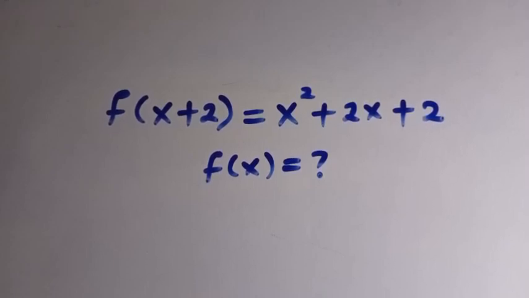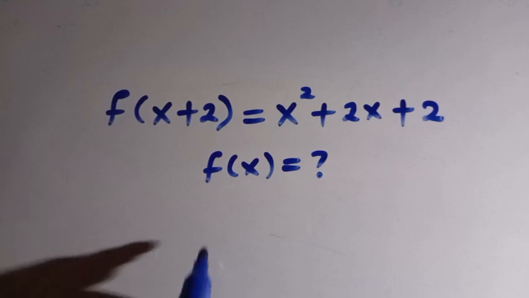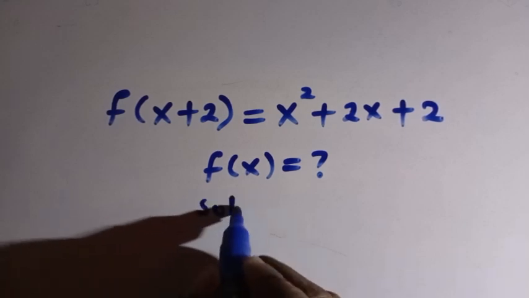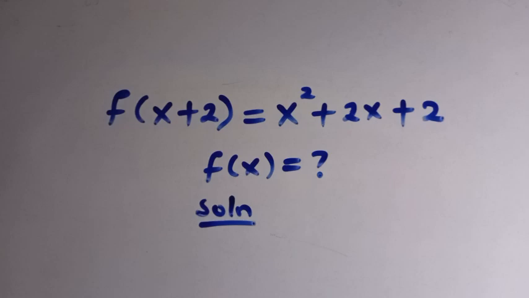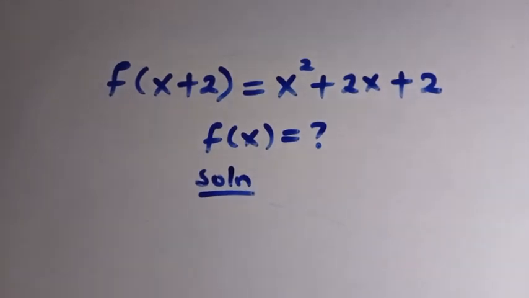How to solve these nice functional equations? We have f of x plus 2 equals x squared plus 2x plus 2, and we want to find the value of f of x. So suppose we consider the solution from here. From the given question, we have f of x plus 2. I want to find f of x.